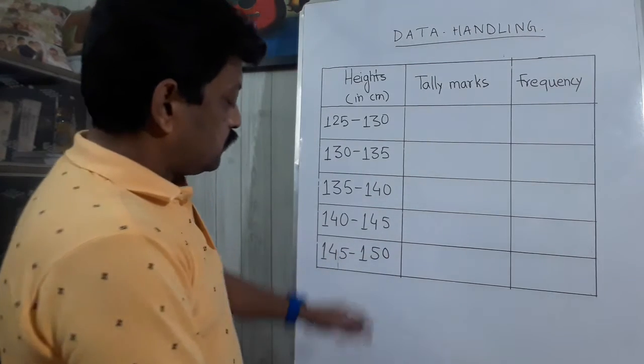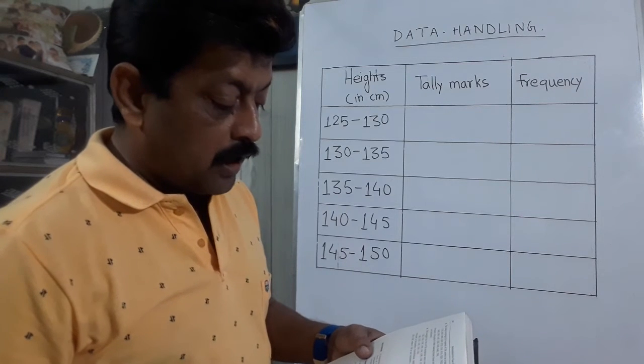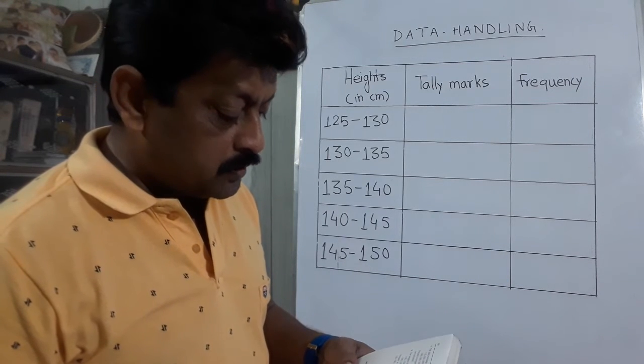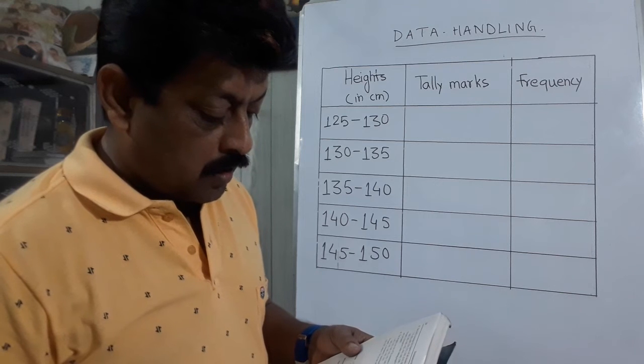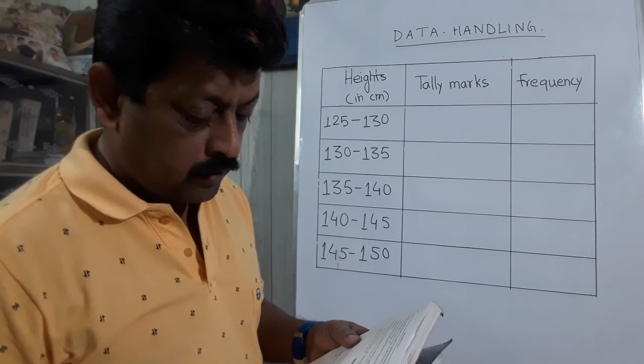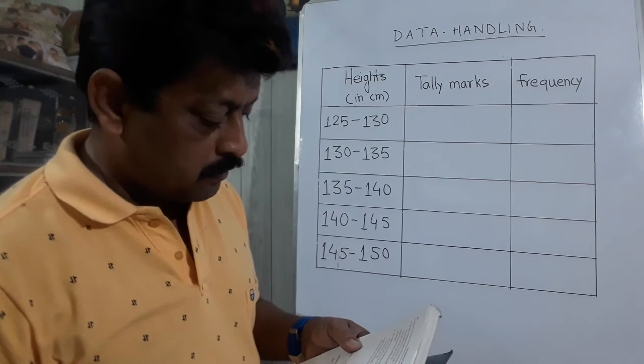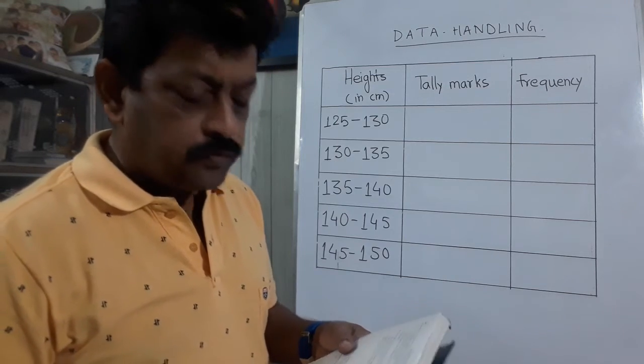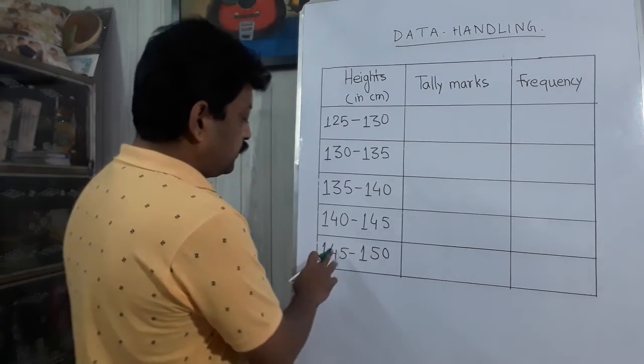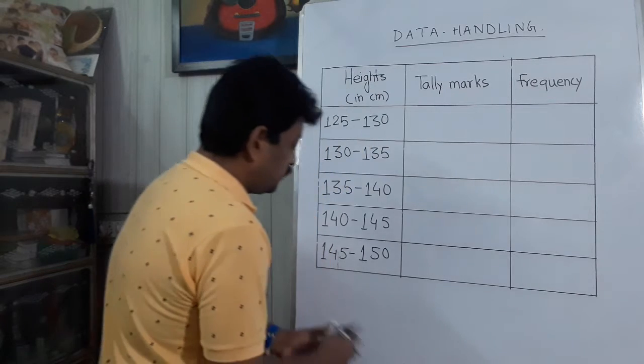Now up to this is enough, because the highest observation here is 144. The highest observation is 144. So no need of this class. So I am just erasing it.